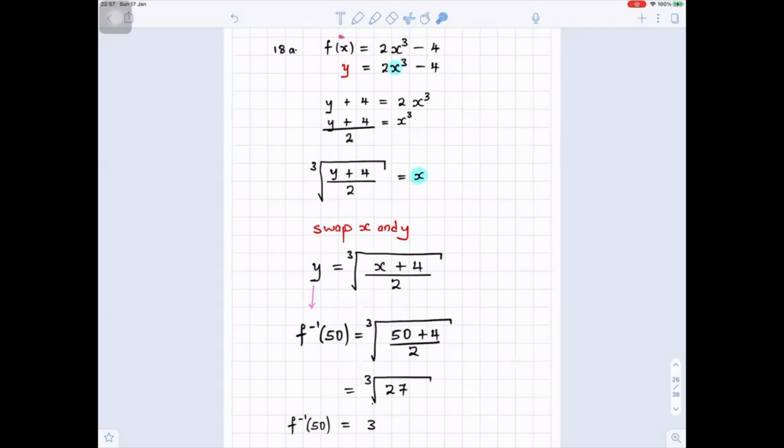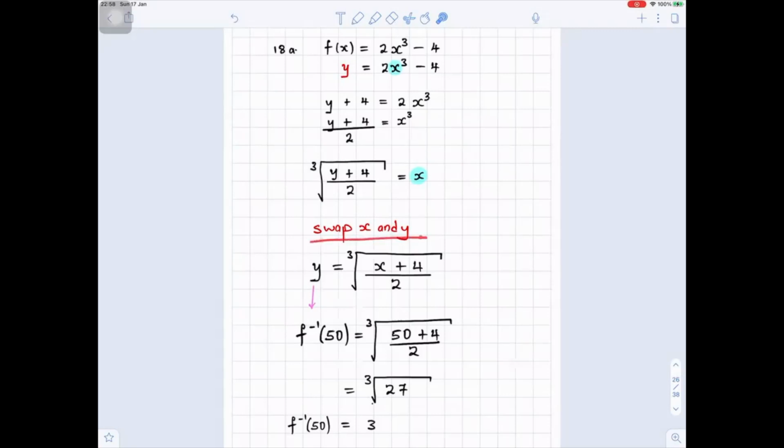You can replace f of x with y. So you write y equals 2x cubed minus 4. And you make x cubed the subject. So take 4 to the left. So y plus 4 equals 2x cubed. It's times 2, so you divide by 2. Y plus 4 divided by 2 is x cubed. And to get rid of the cube, you find the cube root. So the cube root of y plus 4 divided by 2 is equal to x.